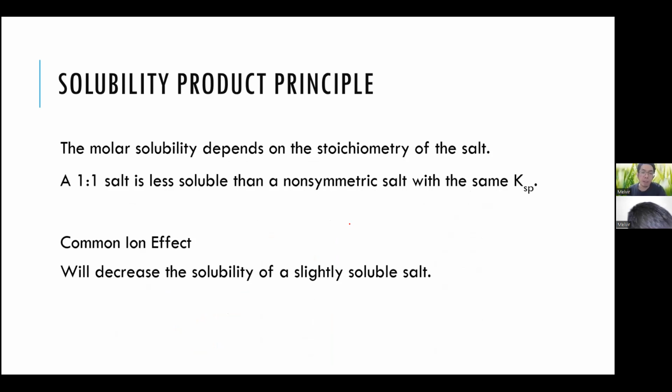The molar solubility depends on the stoichiometry of the salt. So, a 1:1 salt, tingnan mo to, is less soluble than a non-symmetrical salt with same KSP. May reason for this, no? Kasi pag 1:1 yung salt mo, Josh, mas stronger yung binding nila. Kumbaga, kasi 1:1 lang naman sila, no? So, the ionic bond will be stronger between these two ions.